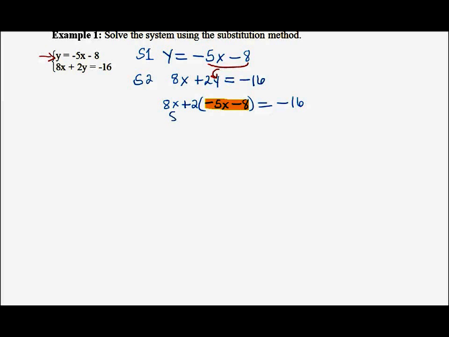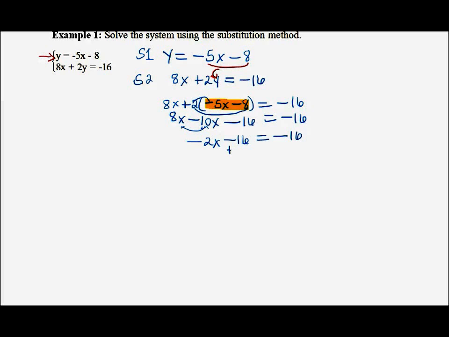I'll bring down my 8x. I can distribute the 2. 2 times negative 5x gives me a negative 10x. And then 2 times negative 8 gives me negative 16. And I'll bring down everything else. I have like terms here. So 8x minus 10x gives me a negative 2x. Then minus 16 equals negative 16.